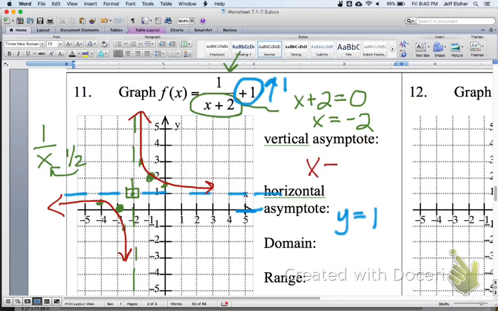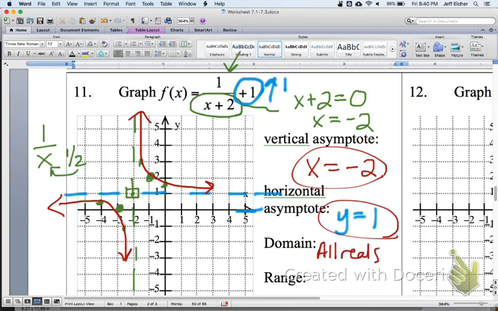So we have a vertical asymptote at x equals -2. We have a horizontal asymptote at y equals 1. The domain is all reals, but x cannot equal -2. And the range is all reals, but y cannot equal 1. And that's number 11. Let's look at the next one.